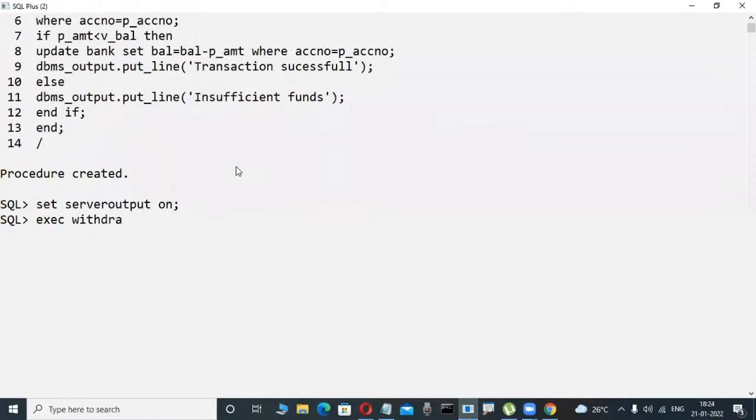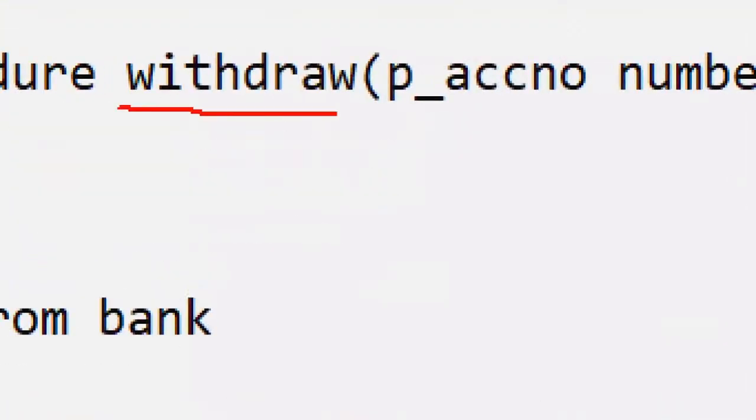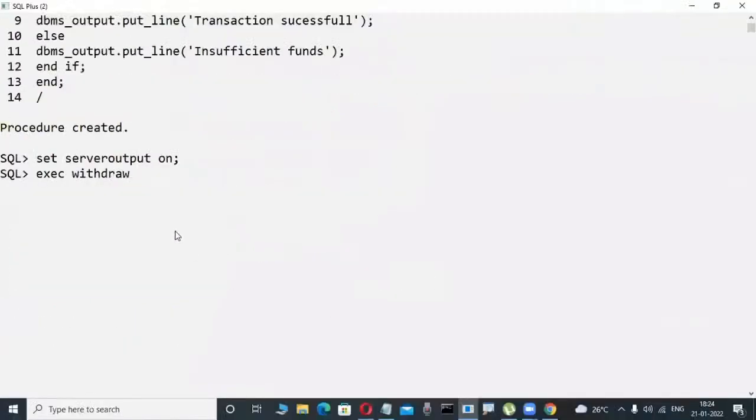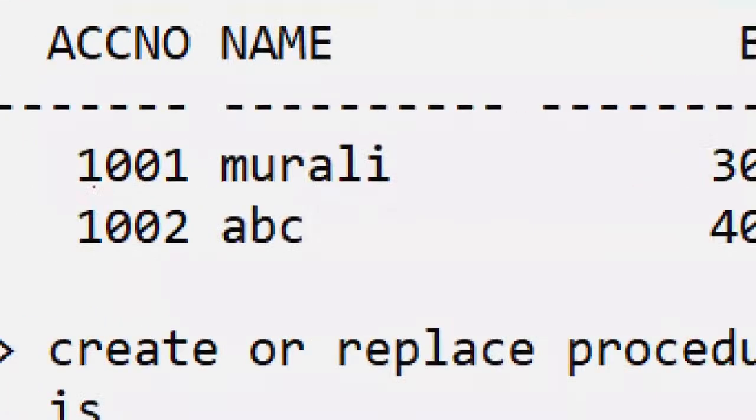You may not have an idea about all these things, just observe. Withdraw is the name of my program. Here I pass my account number 1001, comma, and I try to withdraw 9,000 rupees, for example. Slowly observe the account number in this table. Observe the logic: 1001 is my account number.